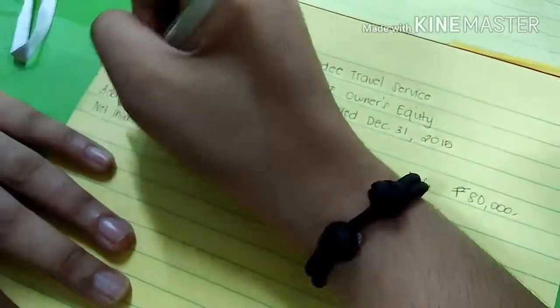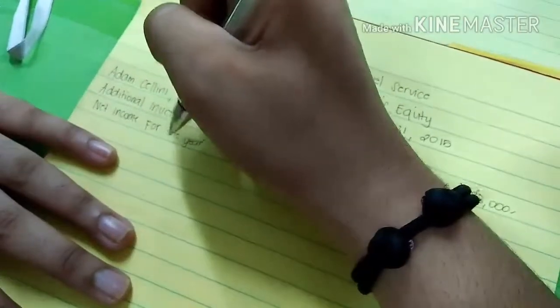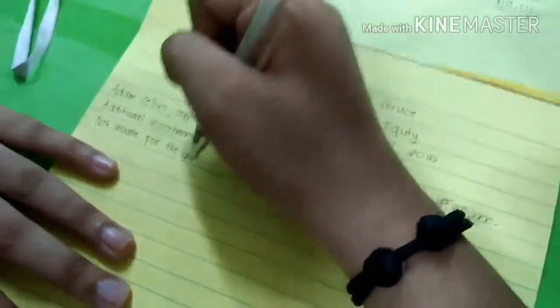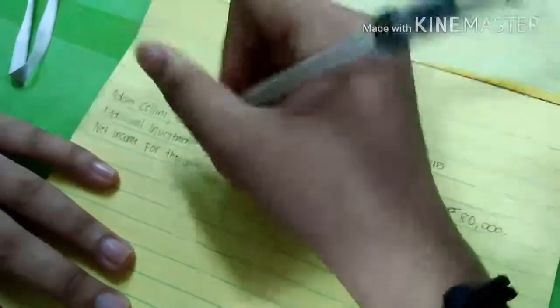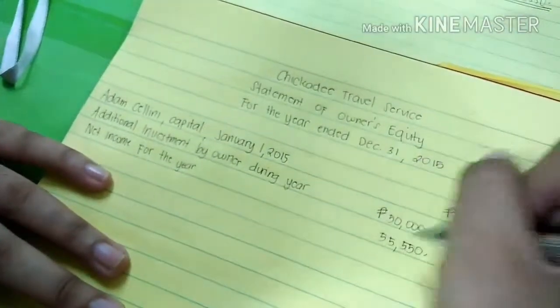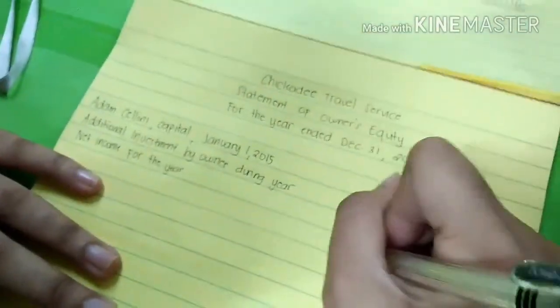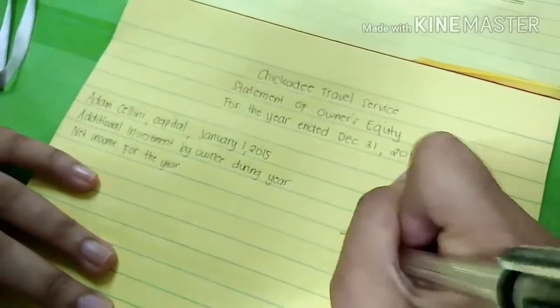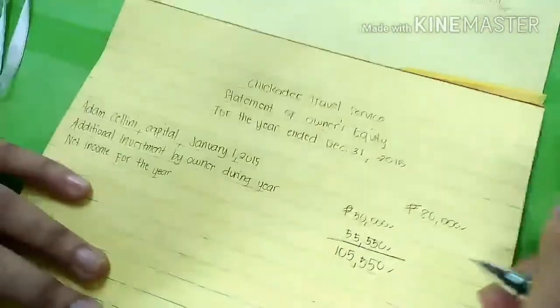Add net income. Net income increases capital, hence it is added to the beginning capital balance. Net income is equal to all revenues minus all expenses. We can also refer to the income statement we previously prepared for the amount.